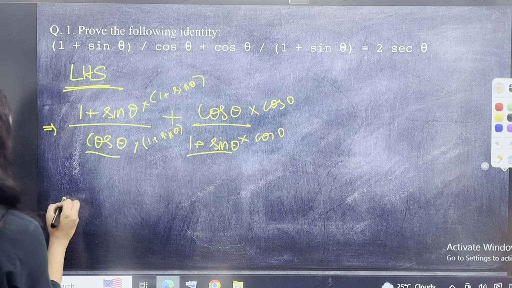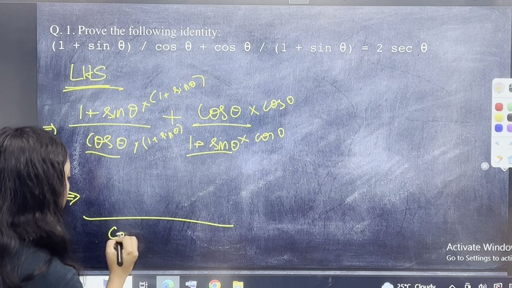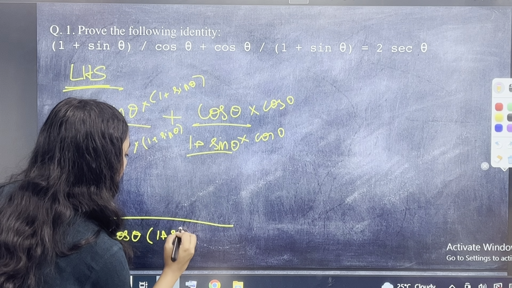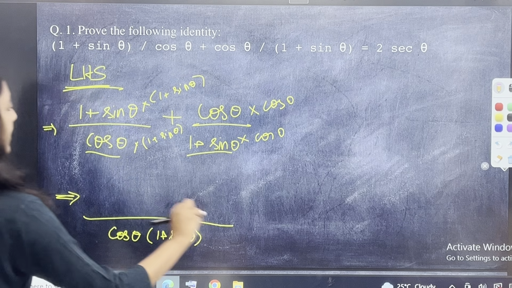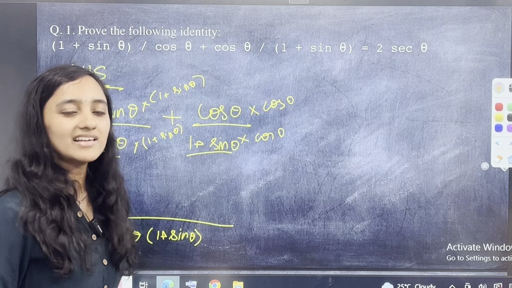So what will this come to be? In the denominator, it will be cos theta into 1 plus sine theta, common हो जाएगा in the denominator, एक ही fraction हो जाएगा, and it will be 1 plus sine theta into 1 plus sine theta. A into A is A square.